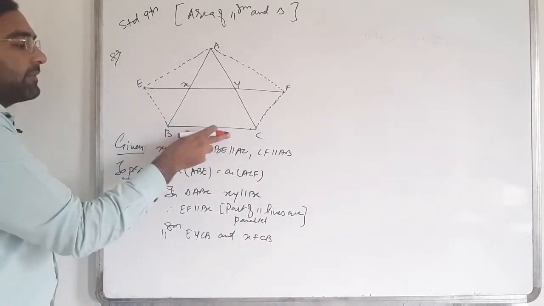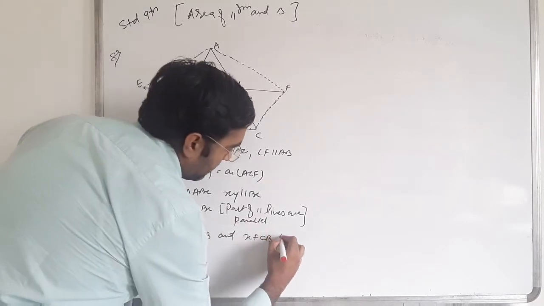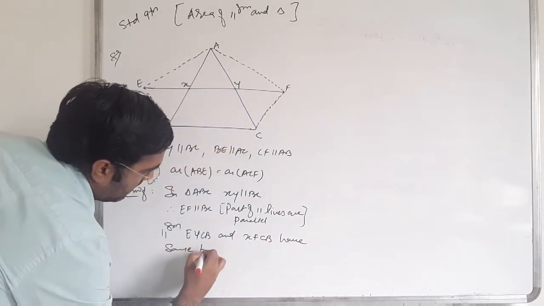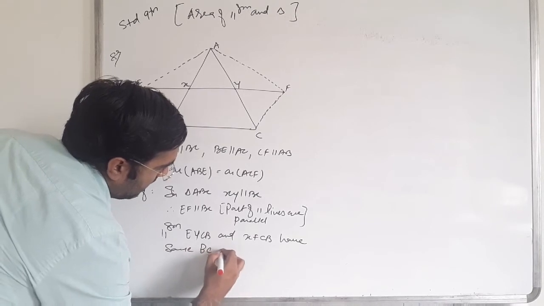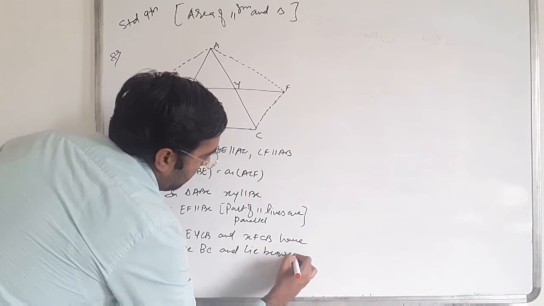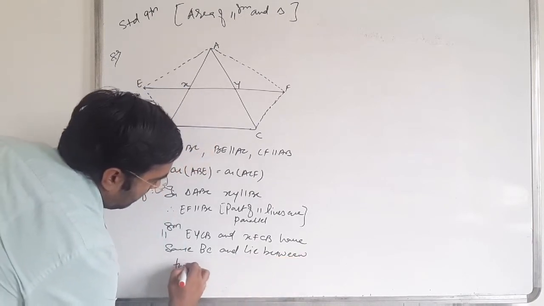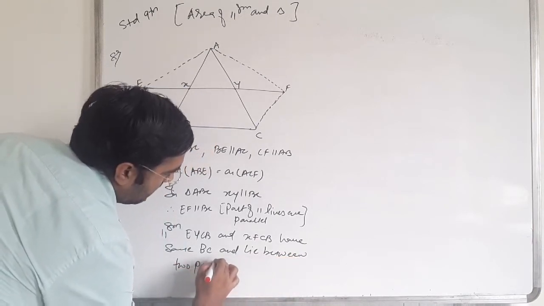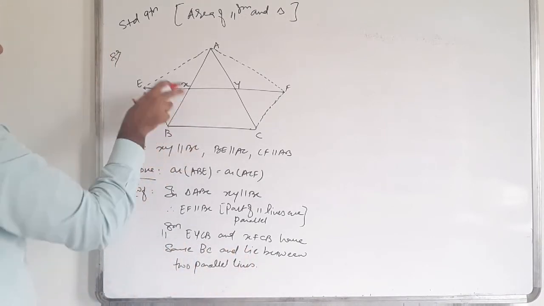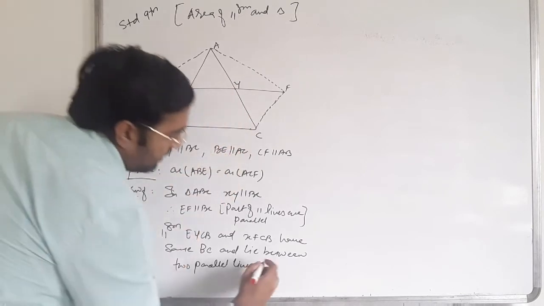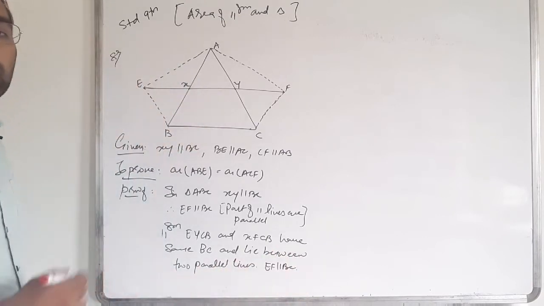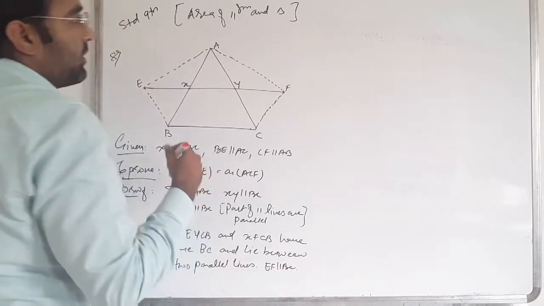Both of the parallelograms have the same base BC and lie between two parallel lines, that is, EF parallel to BC. Okay, clear these things.